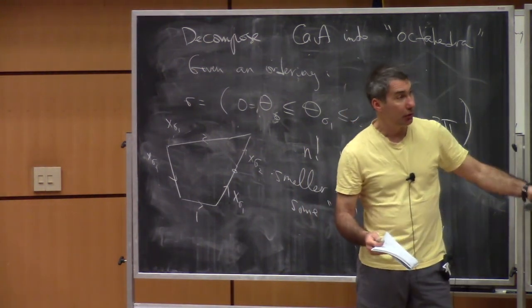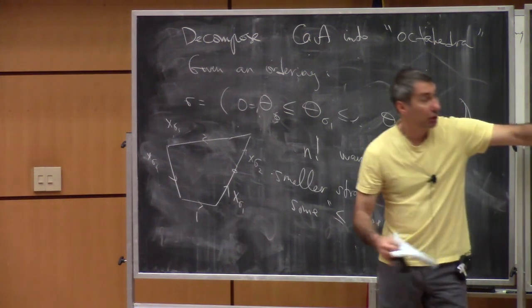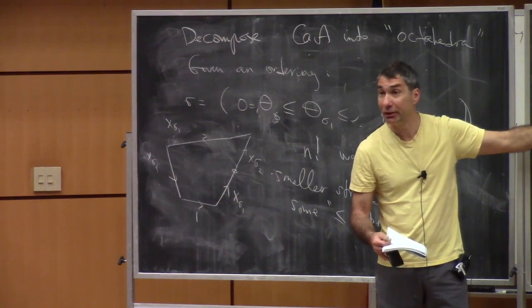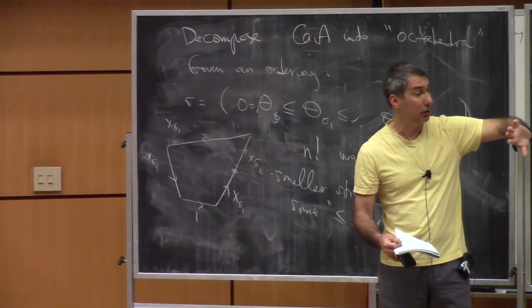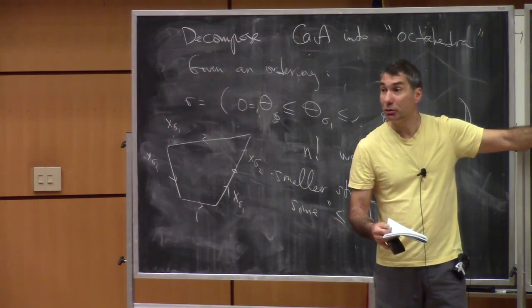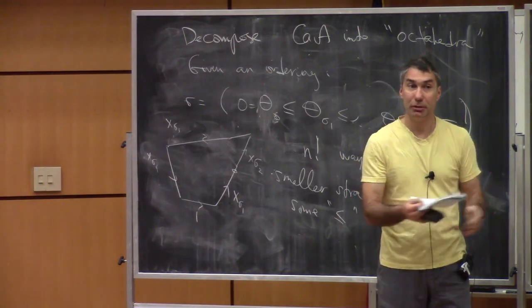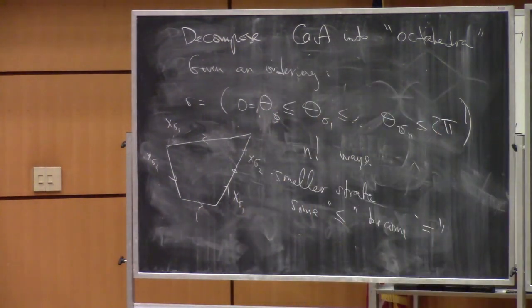What I claim is that since they come from the same cell decomposition of the co-amoeba, they are isomorphic as cell complexes. So what I need to prove now, and this is the main part of my talk, is that they are actually regular cell complexes, and then we are done. And this is actually the main technical difficulty.